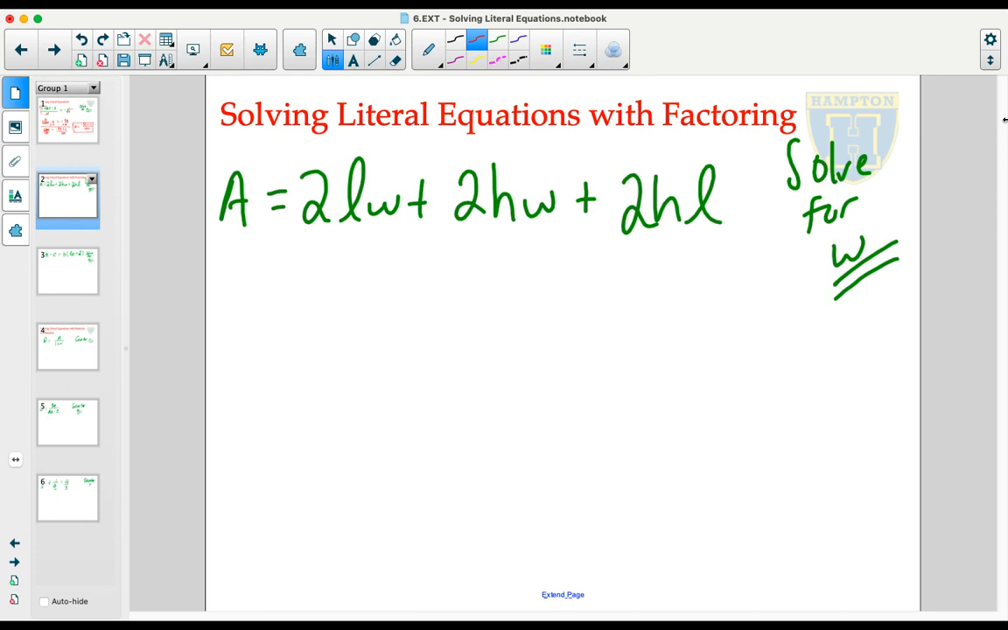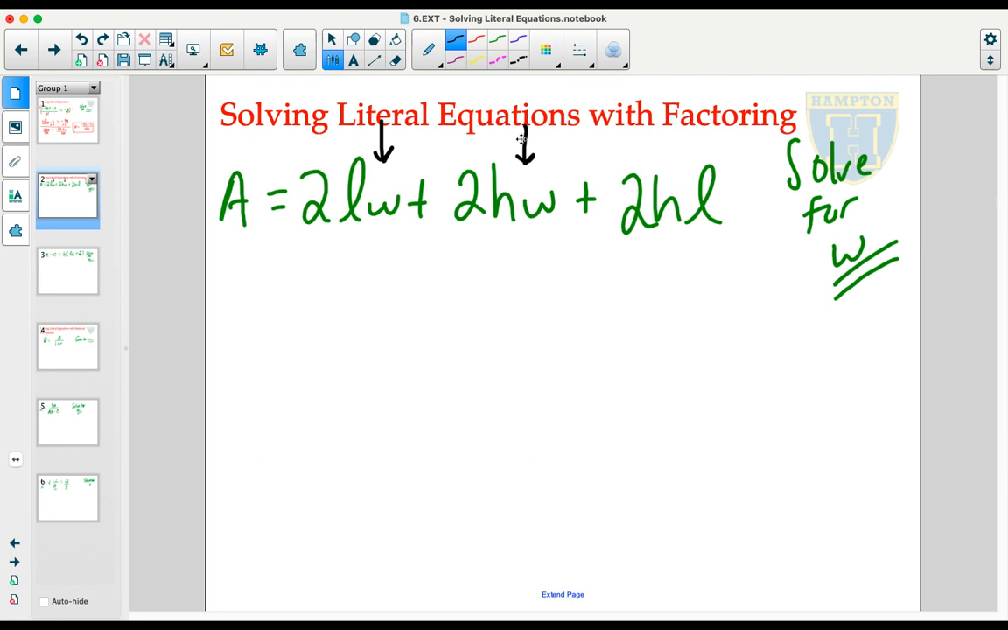Our very familiar factoring technique with the greatest common factor gives us an option when solving an equation where the variable that we are interested in appears twice. Now, this is the formula for the surface area of a rectangular prism, and our objective is going to be to solve for W. We should notice right from the beginning that there are two instances of the variable W, once with the 2 in the L and once with the 2 in the H.